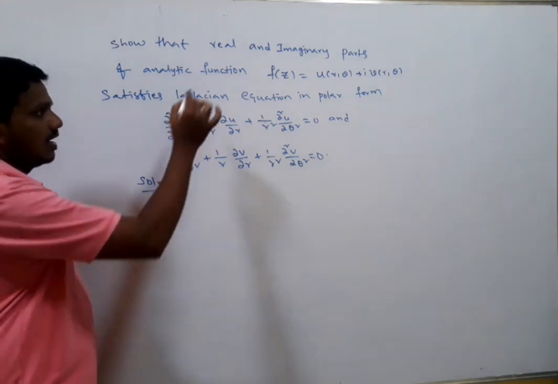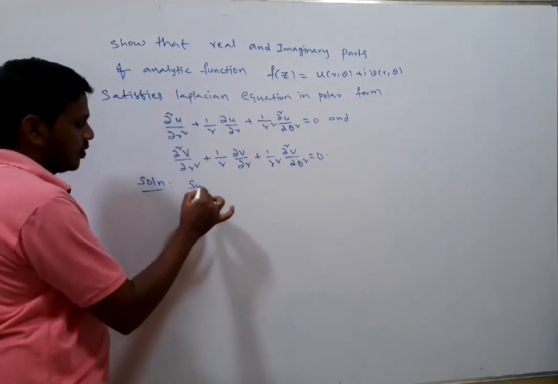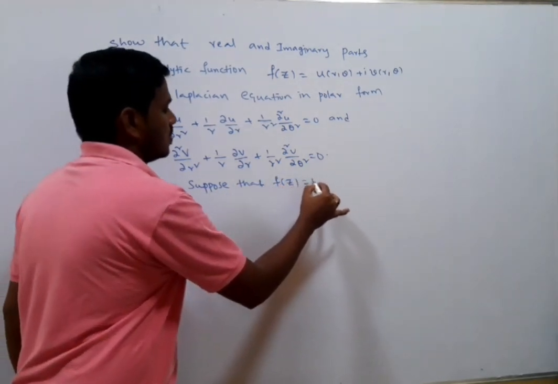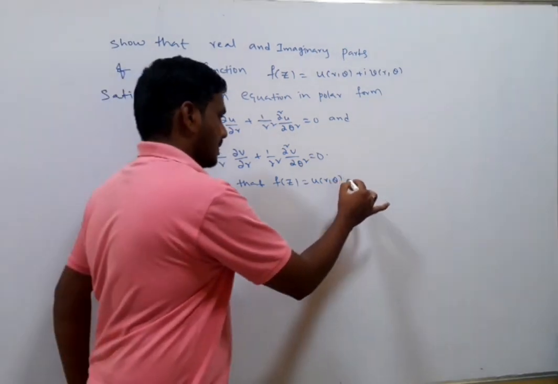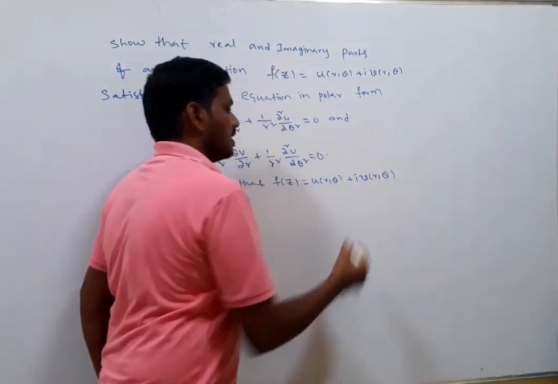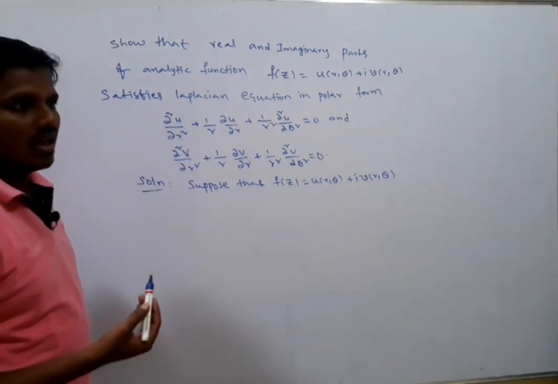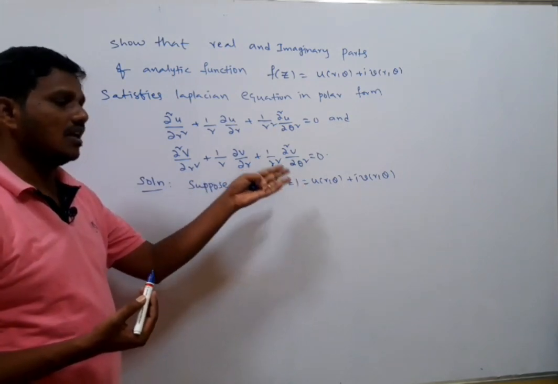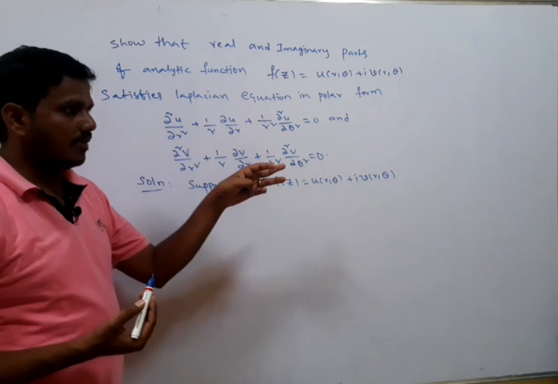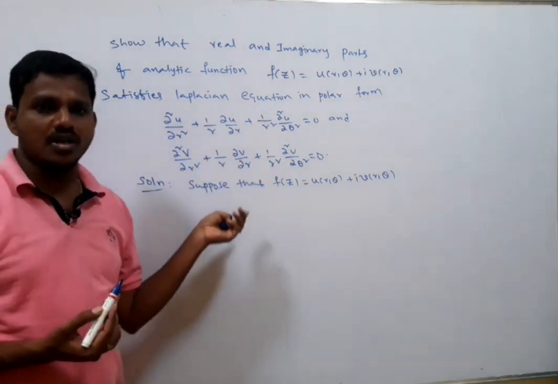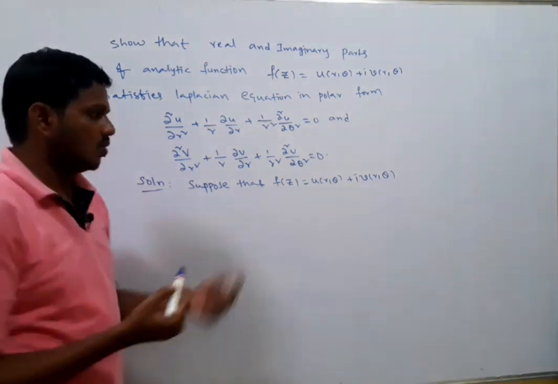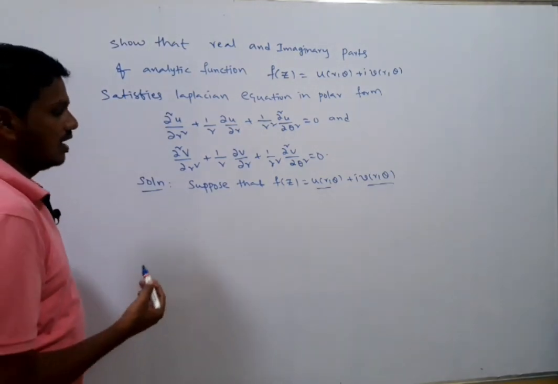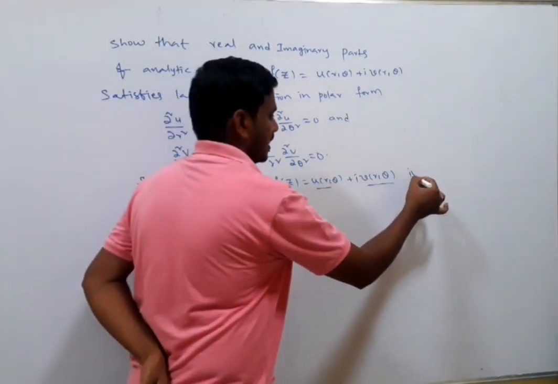It is clearly given that f of z is an analytic function. Now I am going to suppose that f of z is equal to u of r comma theta plus i v of r comma theta is an analytic function, and that u of r comma theta and v of r comma theta have continuous second order partial derivatives. That is what I am going to consider here.